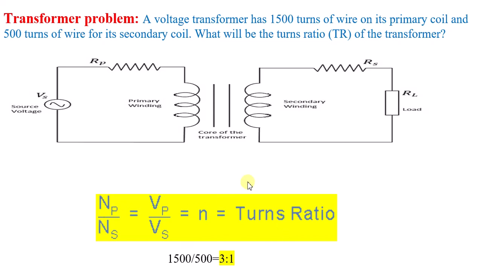As I already told you, the number of turns in the coil and the voltages are directly proportional. This concept is very important, please carefully understand. As the number of turns of a coil increases, the voltage also increases. If the number of turns of the coil decreases, the voltage will also decrease. Hence they are directly proportional. If the number of turns of coil increases, voltage will also increase. If the number of turns of coil decreases, voltage will also decrease.